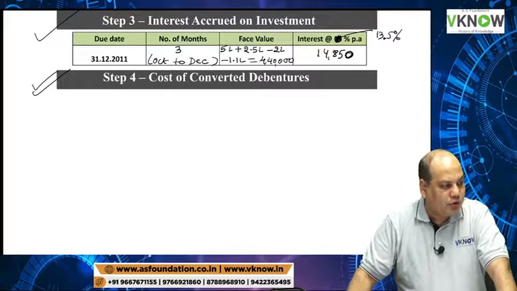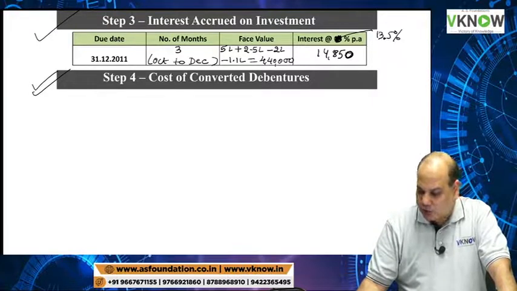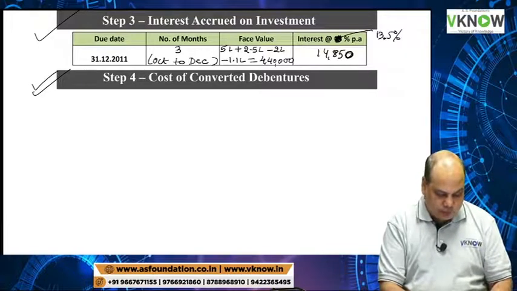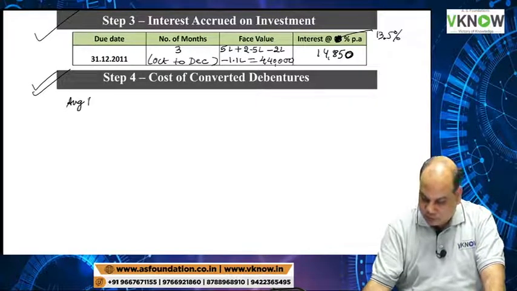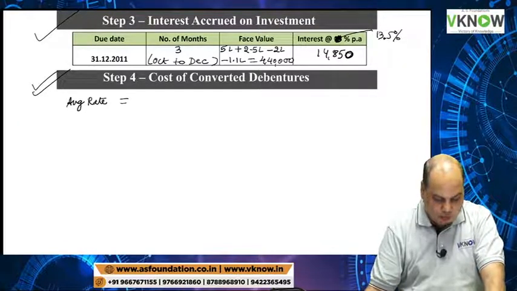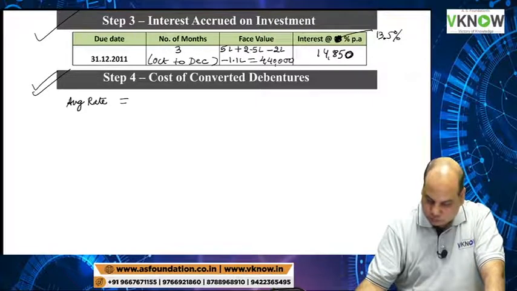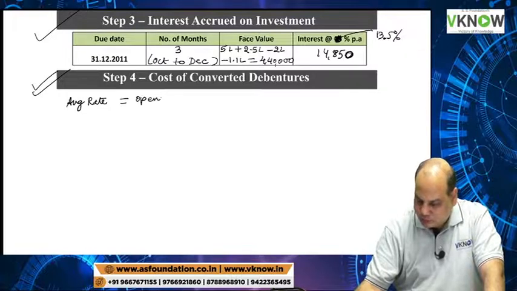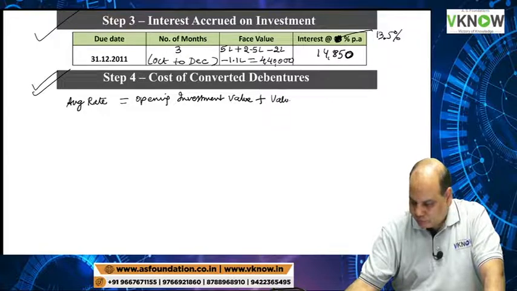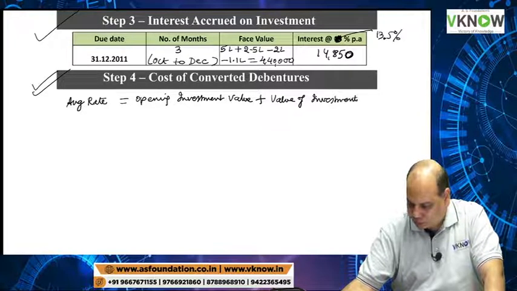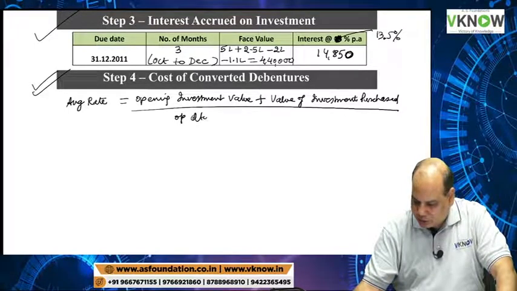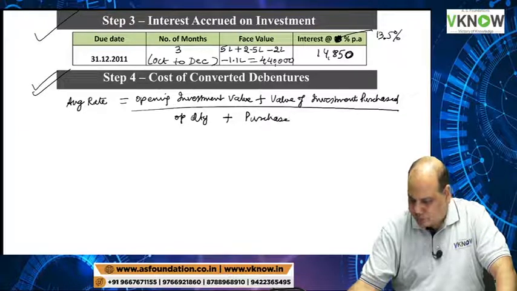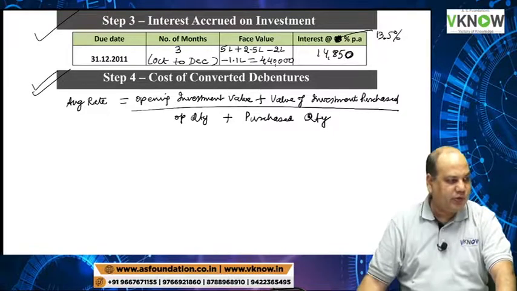Step number 4, cost of converted debentures. Average cost of converted debentures is equal to average rate, which is equal to opening investment value plus value of investment purchased, upon opening quantity plus purchased quantity.